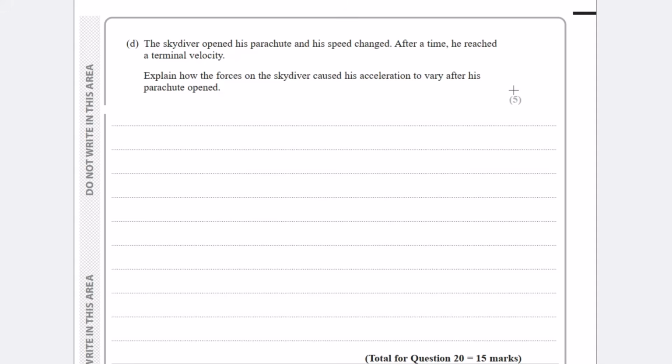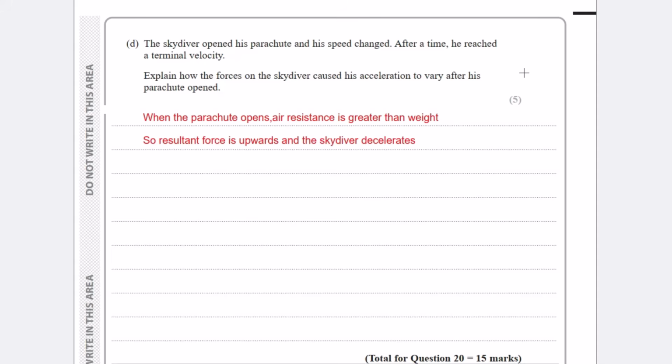Guys, I think this is one of the easiest questions ever because you have been seeing this literally since your IGCSEs. So what happens is the moment the skydiver opens the parachute, the surface area drastically increases. So the air resistance not only increases, it becomes greater than the weight. So when the parachute opens, the air resistance is greater than the weight. Now, there is a resultant force upward, but the motion was downward. So always remember, when there is a resultant force in the opposite direction to the motion, the body always decelerates.